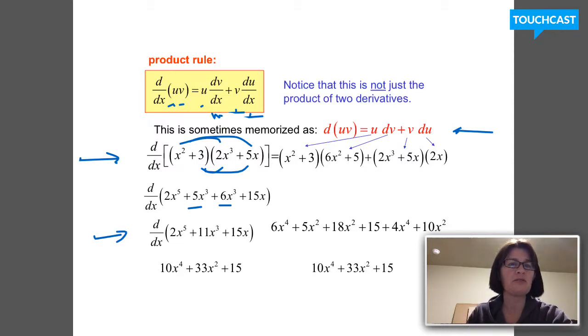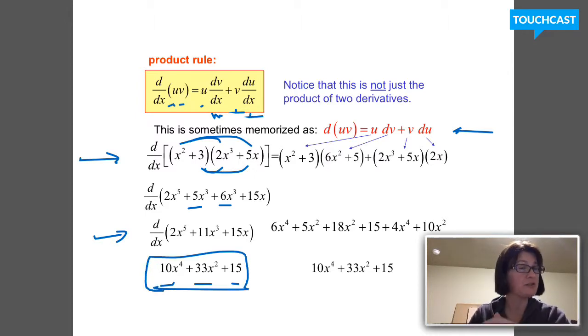Well, the 5 is going to come to the front to multiply by 2. That's 10x to the 4th. 3 times 11 to make 33, and the new exponent is 2, so x squared. And the derivative of 15x is 15. So that's what I know the answer is supposed to be, because I know I can use the sum and difference rule as long as I multiply out the polynomials. So try using the product rule.